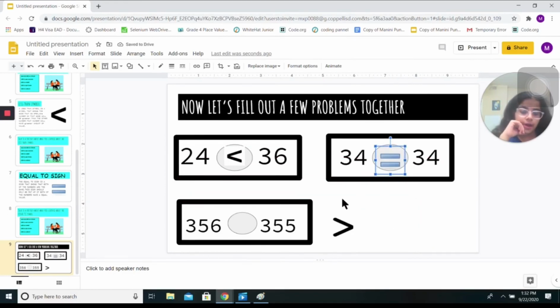Now let's talk about this one. Well, we already know it's this one, but let's really think about it. Why would it be the greater than sign? Because 356 is greater than 355 and it has a greater amount of value than 355. So we know that this symbol goes there.